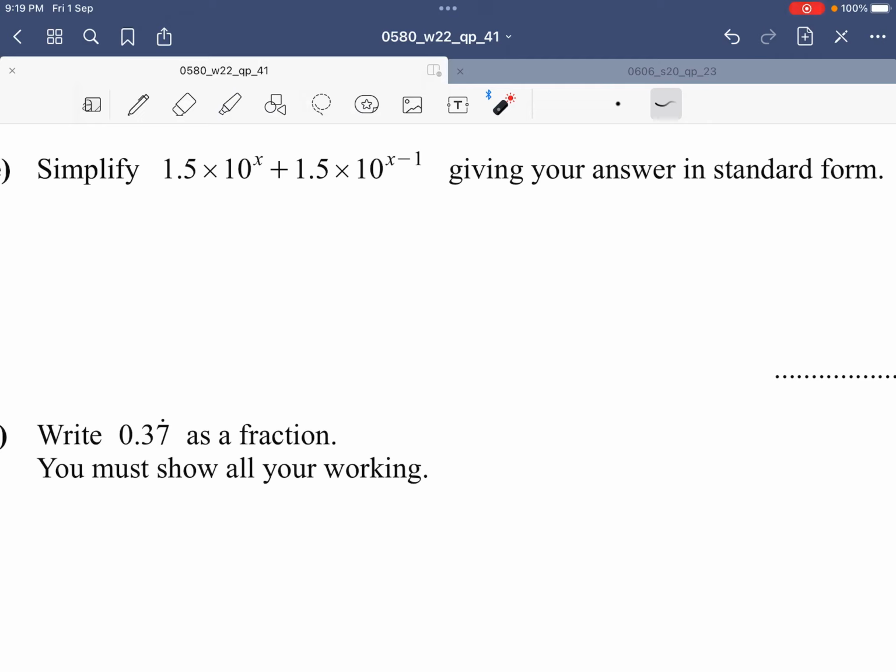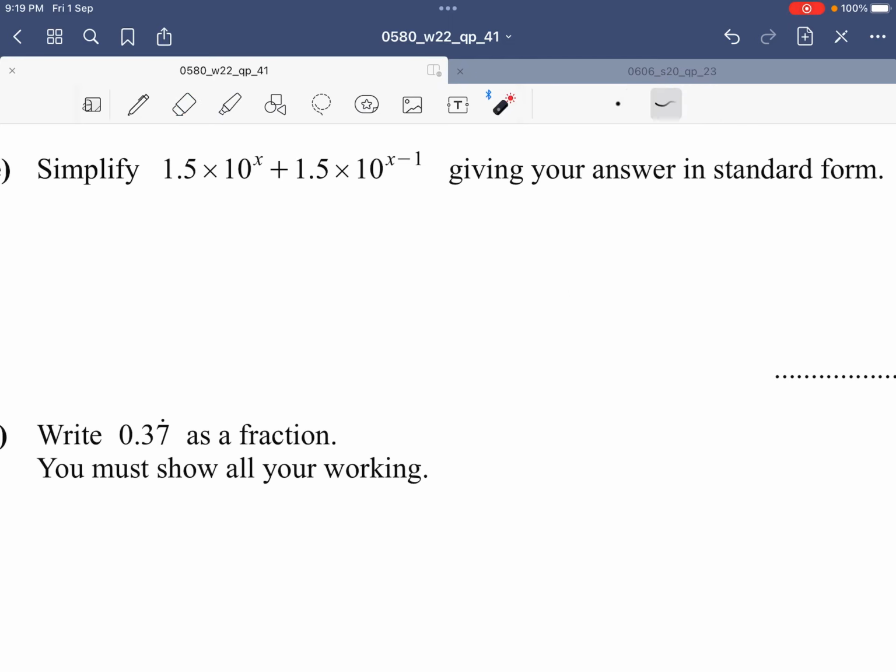Do we change both powers to be x, or do we change both powers to be x minus 1? It's up to you, but usually it's easier if you change the power to the bigger one. So x and x minus 1, which one is the bigger one? x is the bigger one, right? x minus 1 is smaller. So I think it's best if we change all these 10 to the power of x. It will be simpler. Okay?